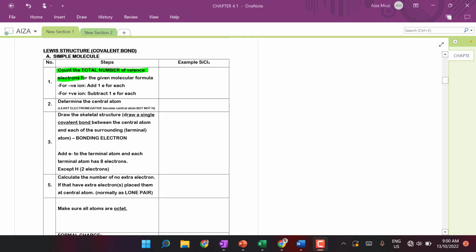Okay, next is Lewis structure. So how to draw a Lewis structure? The first procedure is you need to count the total number of valence electrons.